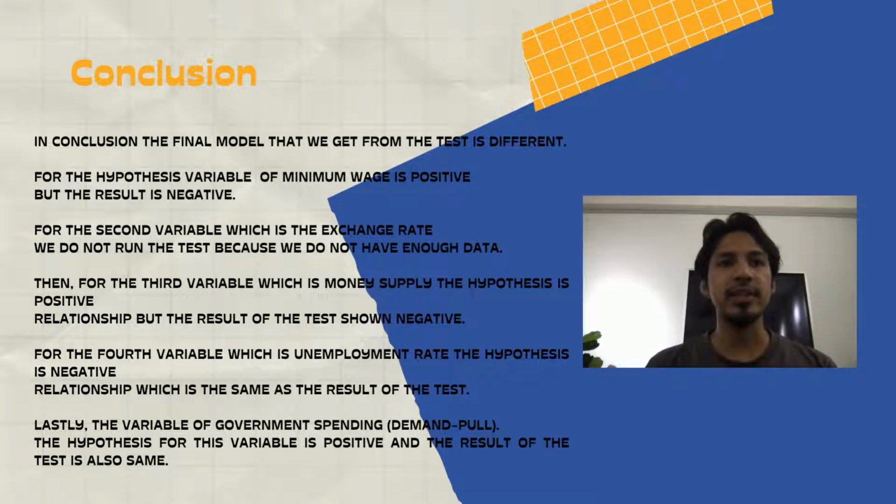For the second variable, which is exchange rate, we do not run the test because we do not have enough data to run the test. Then for the third variable, which is money supply, the hypothesis is positive relationship, but the result that we get from the test shows negative. For the fourth variable, which is unemployment rate, the hypothesis that we put is negative relationship, and we got the same from the test, also negative relationship. Lastly, the variable is government spending, that is demand pull inflation. The hypothesis of the variable that we put is positive, and the result is also positive.